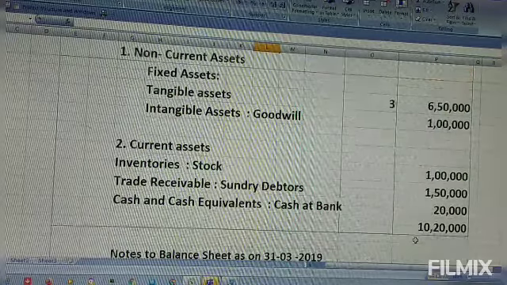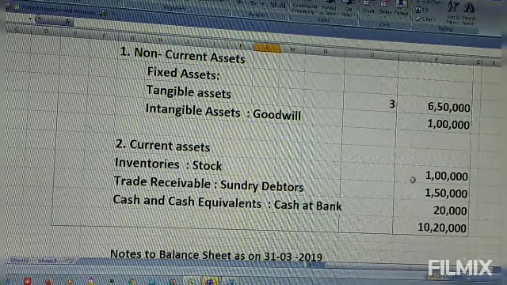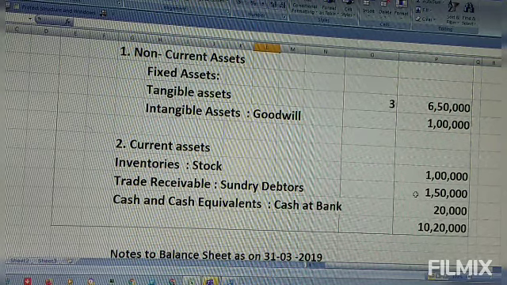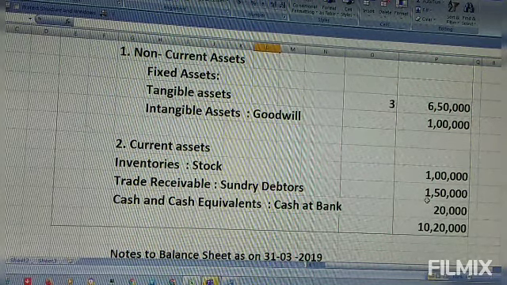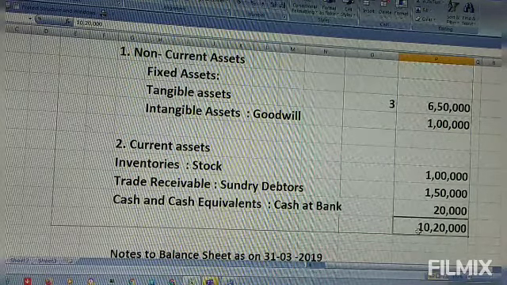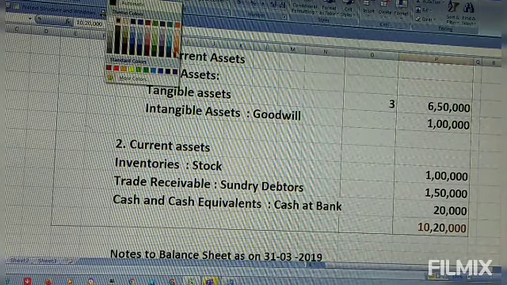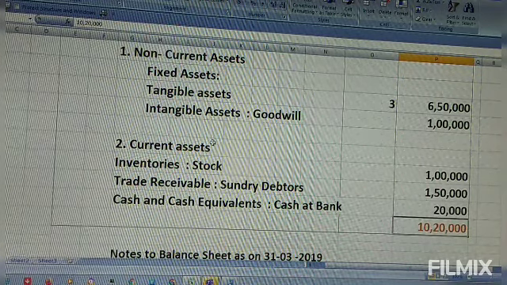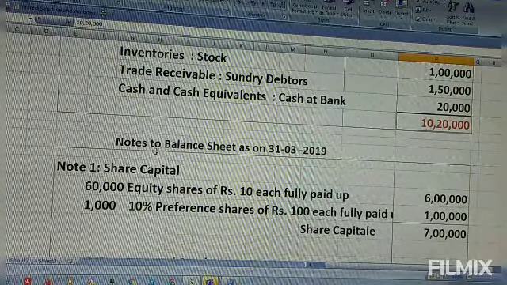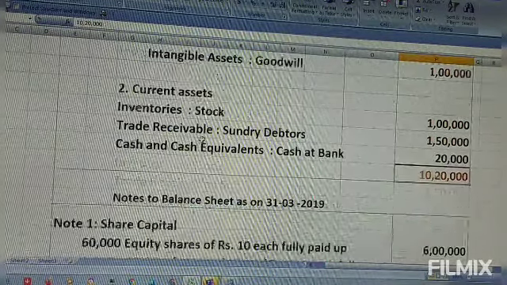So altogether assets here: 6,50,000 plus 1 lakh is 7,50,000, plus 1 lakh is 8,50,000, then plus 1,50,000 is 10 lakh, plus 20,000. It is 10 lakh 20,000. So this is the asset side total. Then notes to the balance sheet are given, because here are the explanations for all these items.